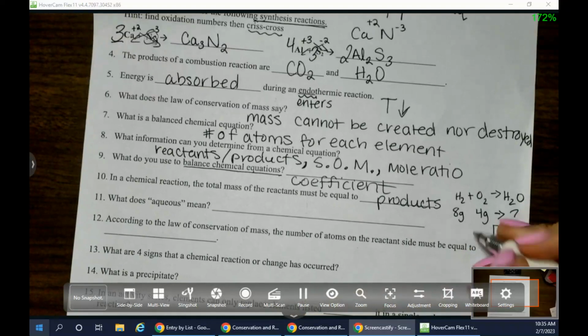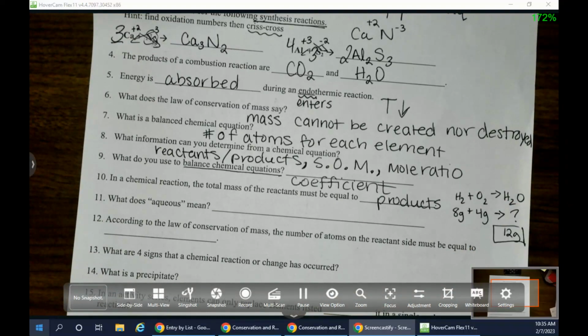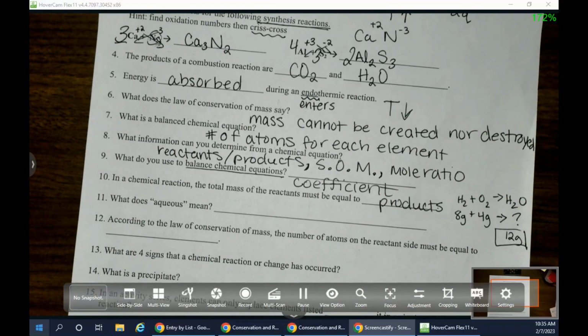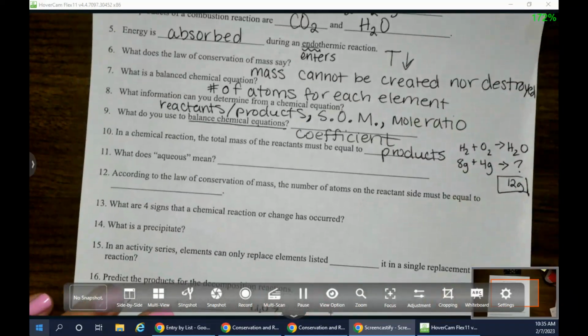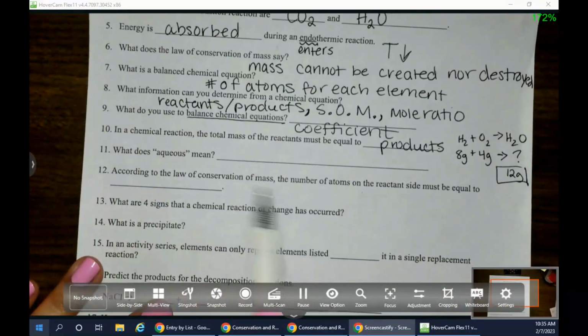You added them together. Okay? So just do that tomorrow when I ask you a conservation of mass question, just like as easy as it was today. All right, aqueous.